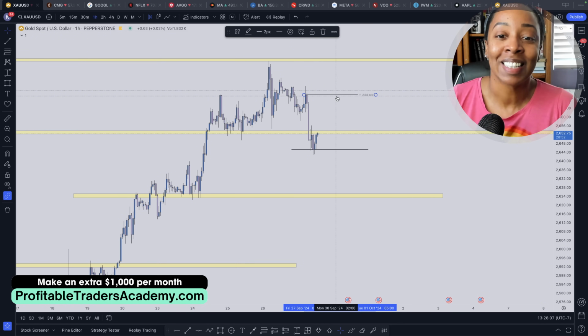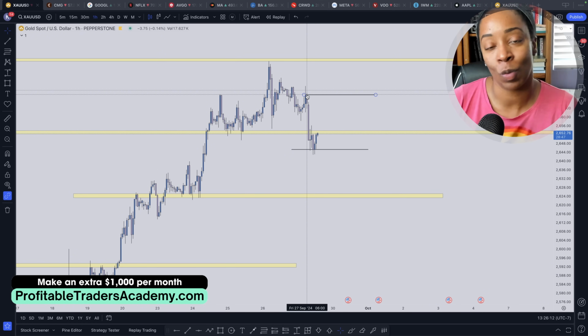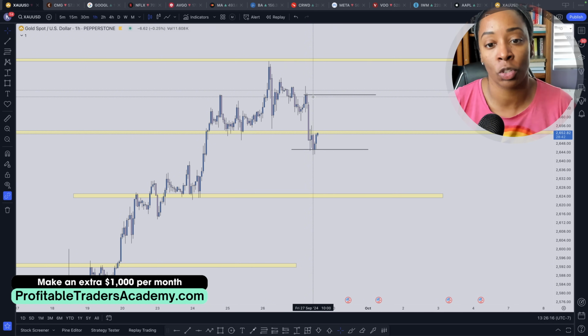But anyway, so here is this level that I marked off, and I marked off this level at 2670, mainly because this is a really clean resistance level. And as you can see from here, price just came down completely.